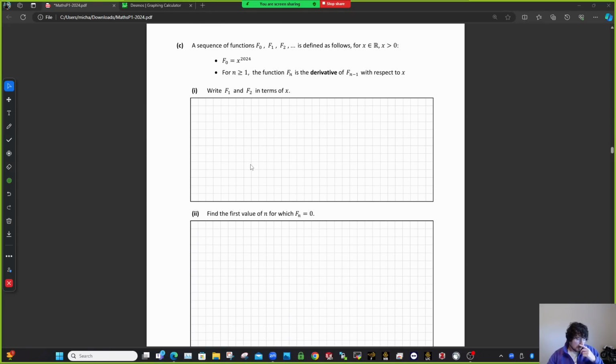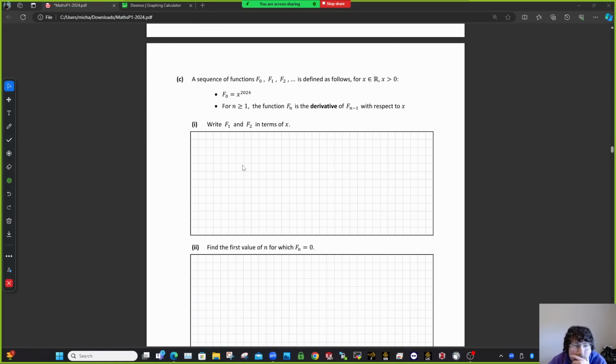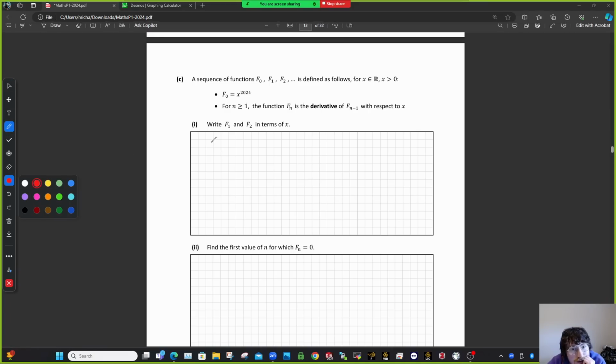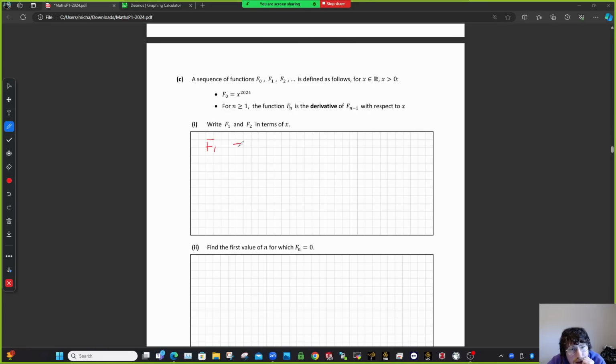So this was good. This is a smart question here. So we'll look at this one. What you want to do here is write out a few derivatives. So f1 was equal to 2024 x to the 2023. f2 is equal to 2024 times 2023 x to the 2022. There's going to be a pattern here, so you definitely want to write out another one just to see what's going on.